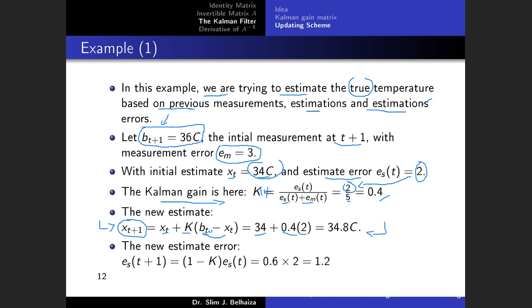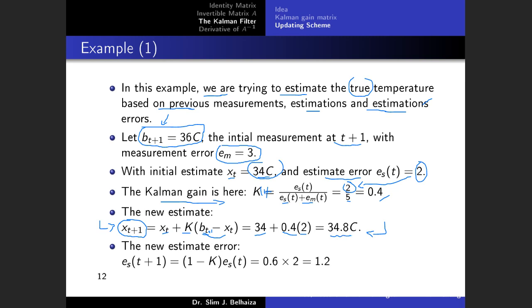Okay? So you see, the measurement you've taken has an impact, which is corrected by the Kalman coefficient. So the new measurement minus the estimation is corrected using the Kalman coefficient. So now you have a new estimation, which is 34.8.